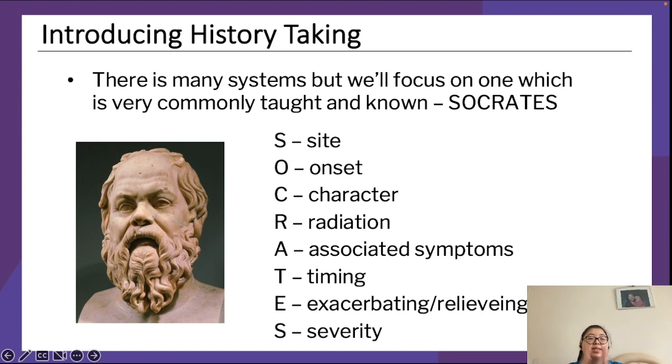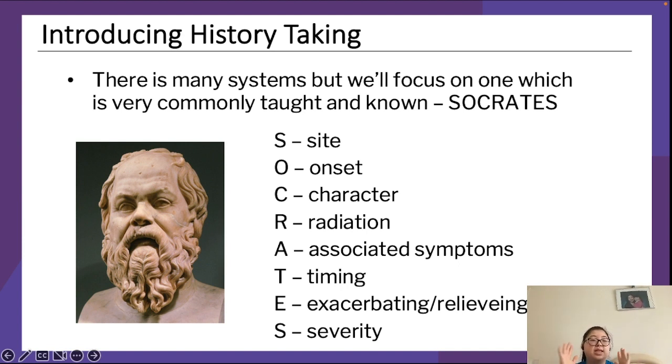So first thing, site. Where is the pain? Where is the symptom? Say this person says, oh, my arm hurts, it hurts so bad. Then you can ask, where does it hurt? Can you point to exactly where the pain is? And that helps localize exactly where the pain is, because people might say, oh, my pain is here, but that doesn't really give you much information.